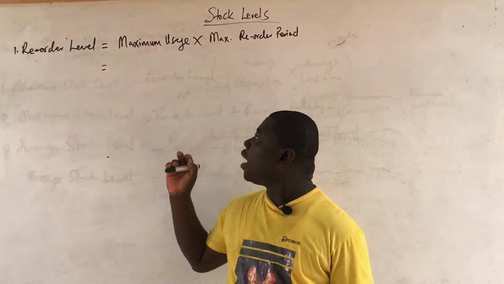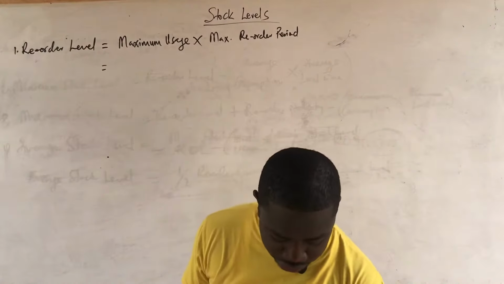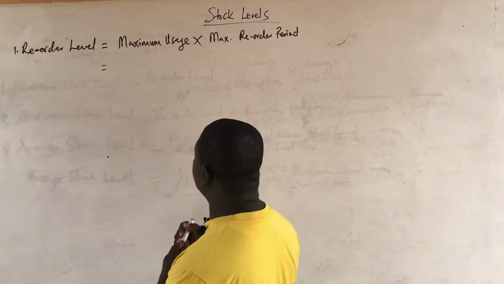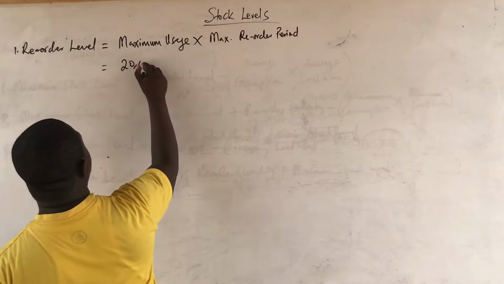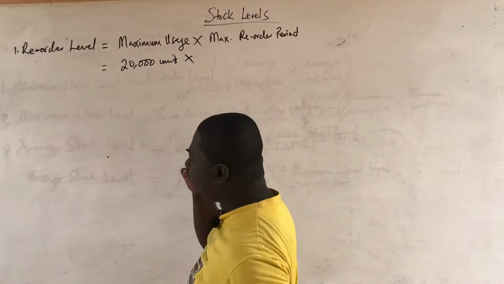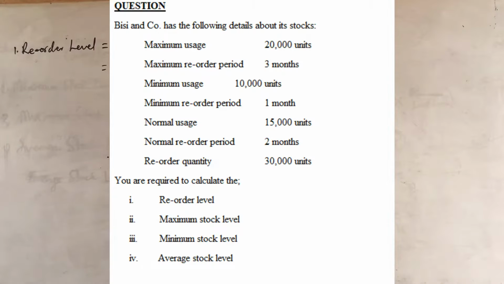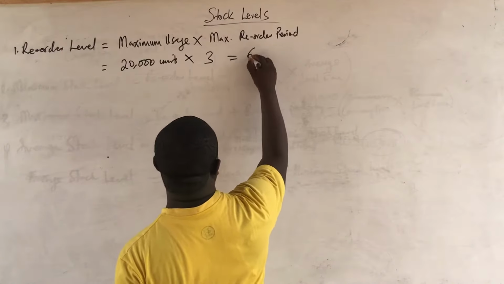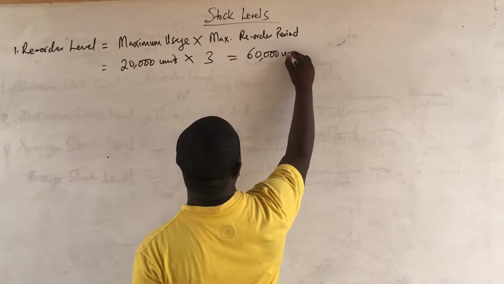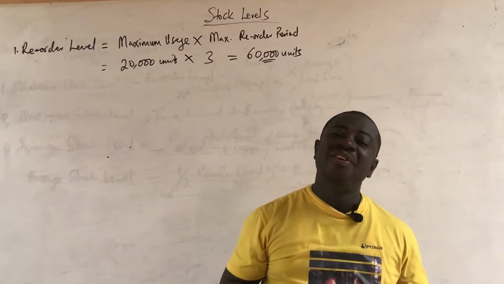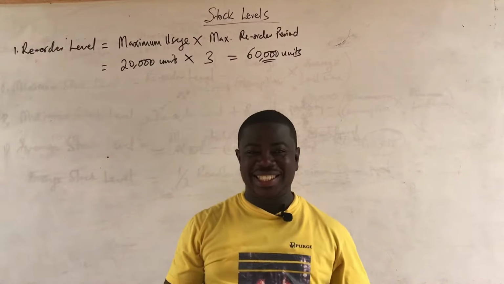Okay. And then you come into your question. Your maximum usage is given as 20,000 units. So you say 20,000 units times the maximum reorder period, which is 3 months, so 3. So it means that your reorder level will be given as 60,000 units. So that is the first solution. Very, very simple, very easy.